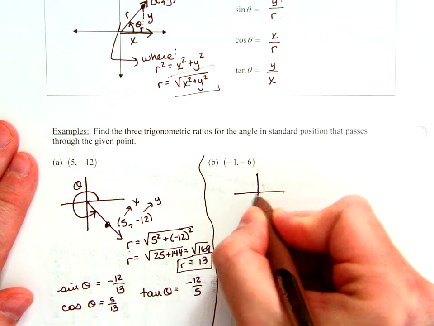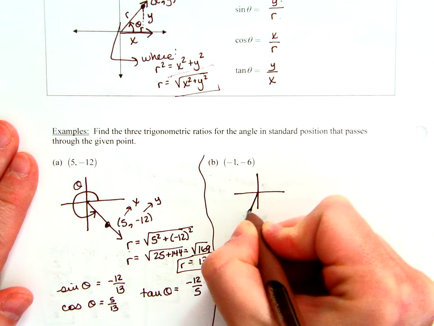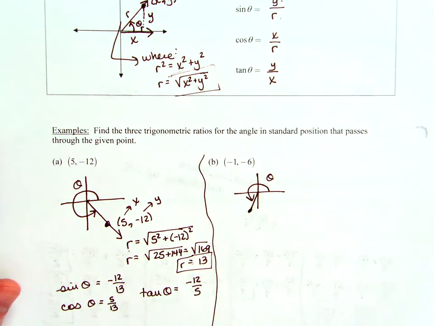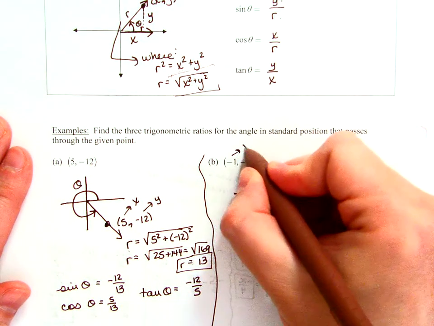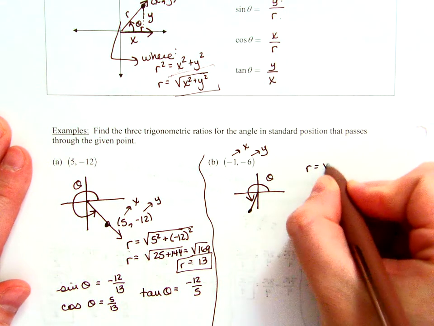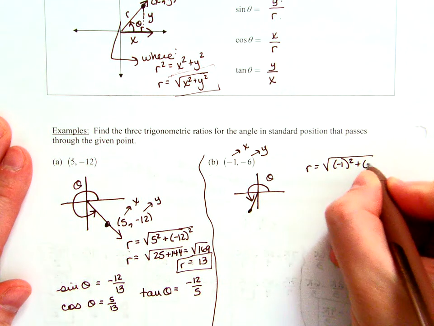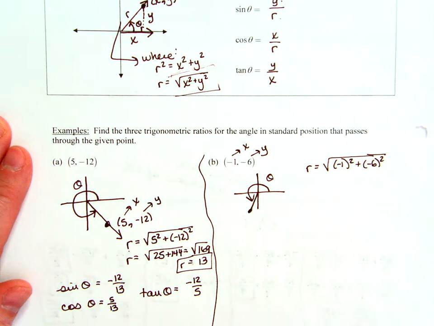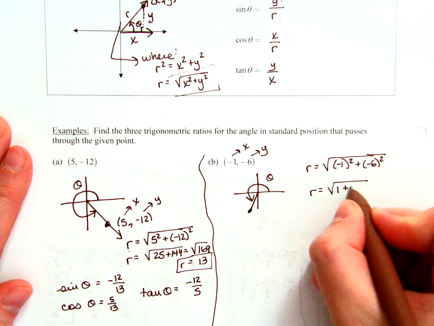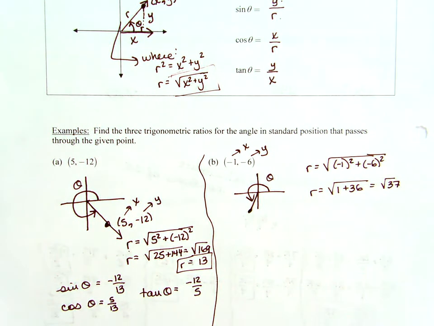negative 6. Negative 1, negative 6, maybe about here. So dealing with an angle that looks like that. I've got my x, I've got my y. My r, according to my formula, is the square root of negative 1 in parentheses squared plus negative 6 in parentheses squared. R is going to look like the square root of 1 plus 36, or the square root of 37.